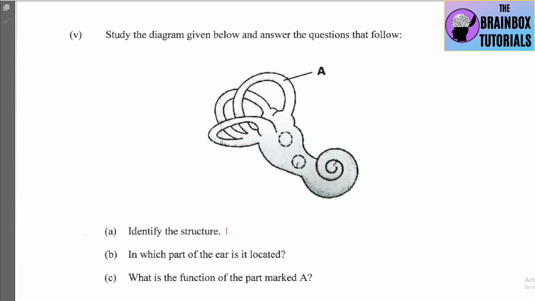Now coming to part 5, study the diagram given below and answer the questions that follow. This is the diagram of the inner ear. Part A says identify the structure. So this marked A is semicircular canal. Okay, so this we come to know very easily. Now next one is part B, in which part of the ear is it located. I just said that this is in the inner ear, so this is also very easy. And part C is what is the function of the part marked A, meaning the function of semicircular canal, so that is dynamic balance.